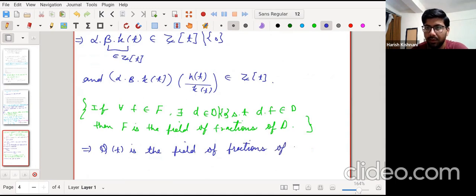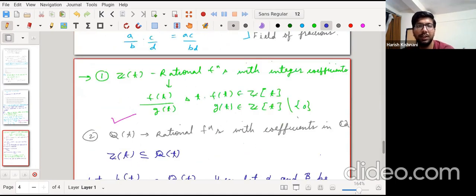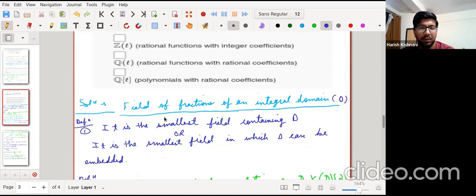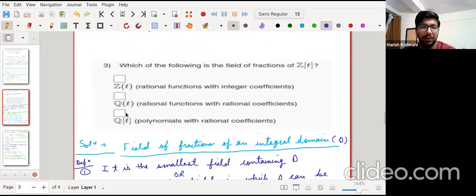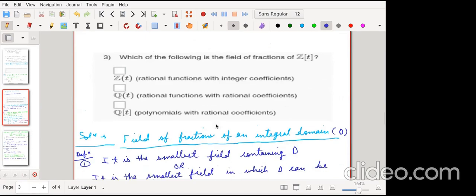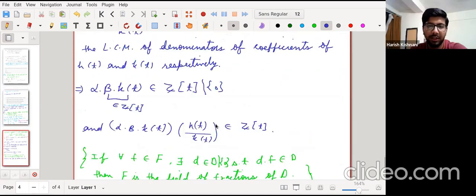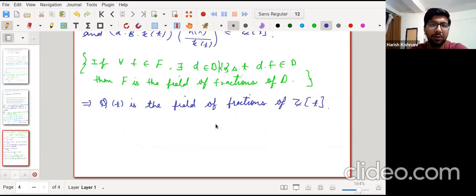of Z[t], right? So Q(t) and the other one, you can say, are both fields of fractions of Z[t]. Okay, so the first and second options are correct, and the third option is not correct because these two are not isomorphic, so it cannot be the field of fractions for Z[t]. So it is one of the interesting problems in this tutorial. Now we will see the fourth one.